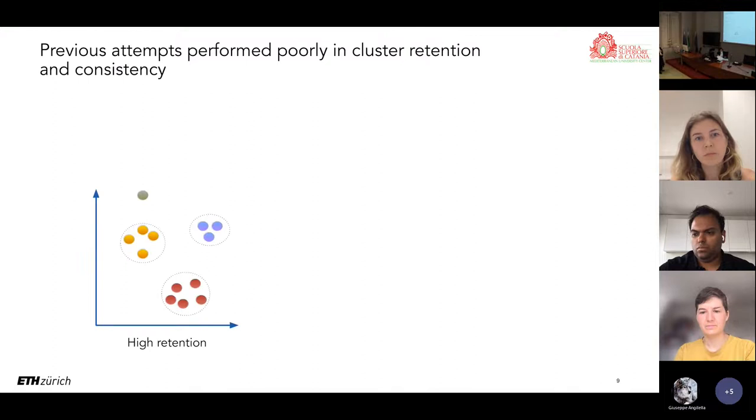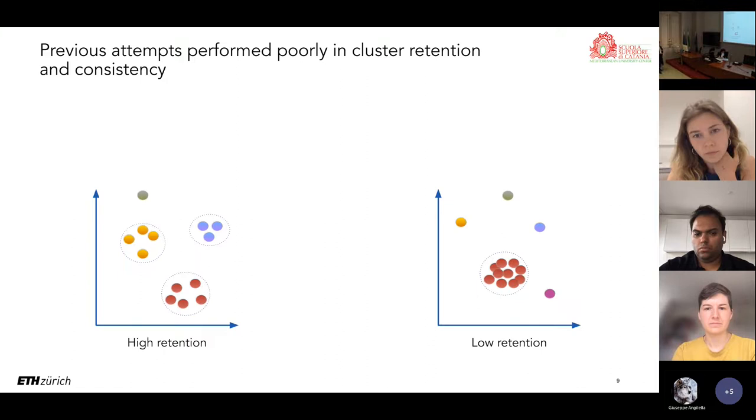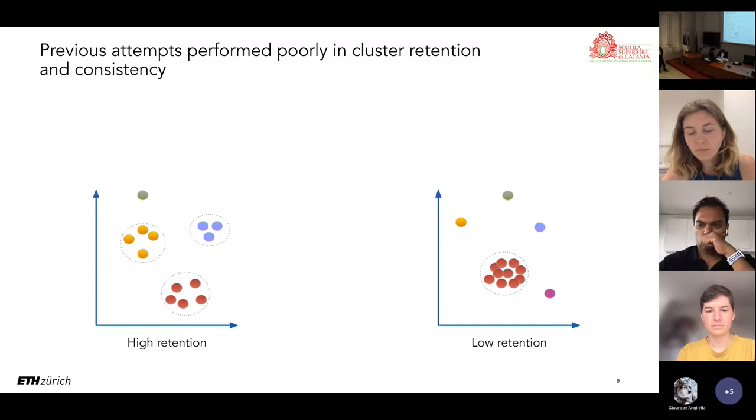So retention is a measure of how well the algorithm groups TCRs into clusters, or the fraction of TCRs that are grouped into clusters. On the left, you can see a high retention clustering diagram, because there's only one outlier. And on the right, you can see a low retention diagram, because many outliers are left out of the main recovered cluster.